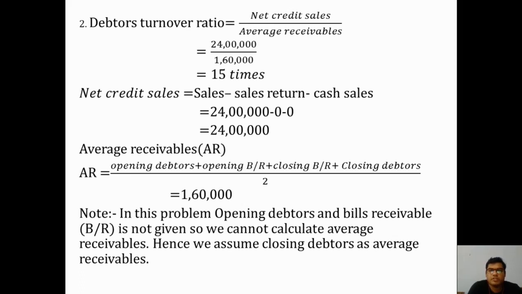What about average receivables? The average receivable is equal to opening debtors plus opening bills receivable plus closing bills receivable plus closing debtors, whole divided by 2. But again in this problem, opening debtors or bills receivable is not given. So we can assume that closing debtors itself is the average receivables. That is 1,60,000. We will put these values in this formula, that is debtors turnover ratio 24 lakh divided by 1,60,000, which again comes to 15 times.